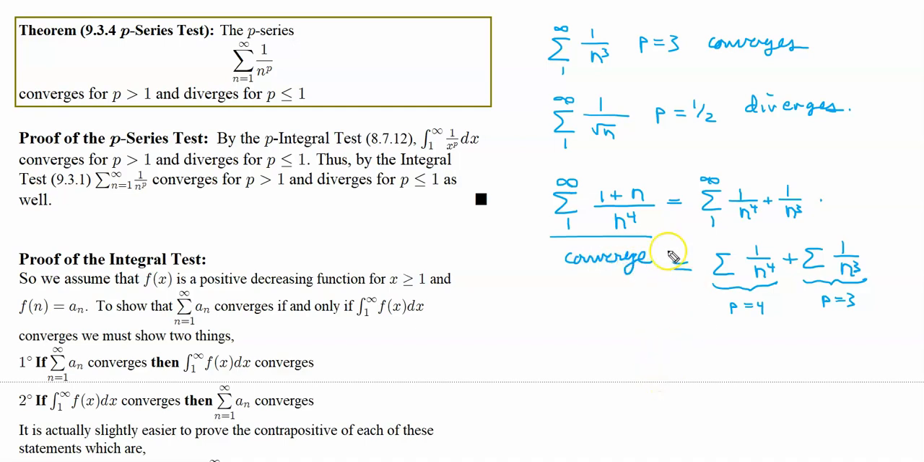And there you go. So those are 3 quick examples of how you use the p-series test. So this is a very important result. Now the proof is actually very easy. Let's take a look at it.